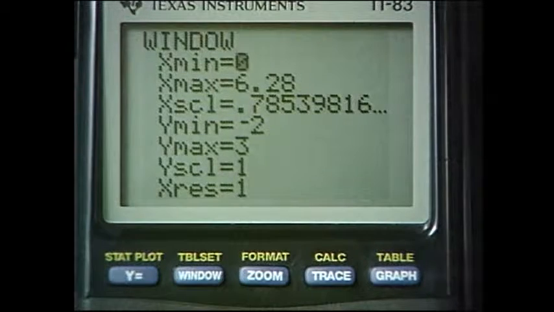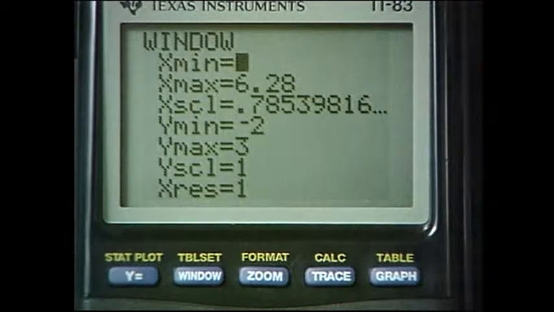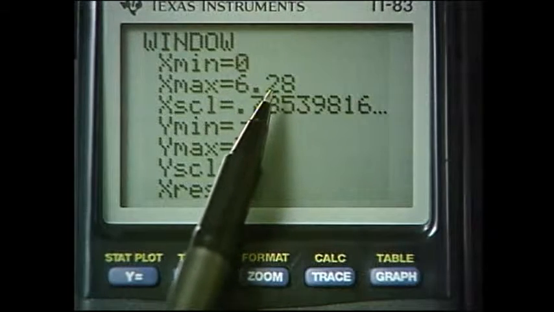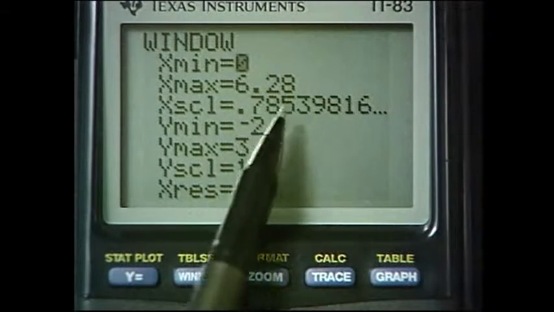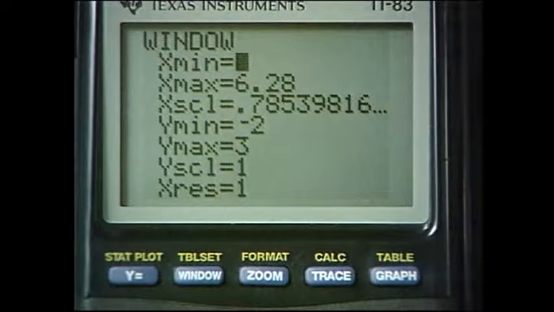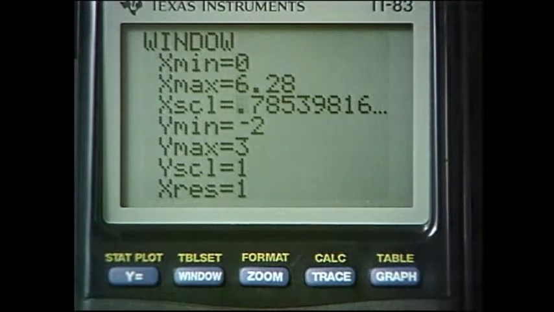Well, I've also created some rather interesting window settings. I have set the x minimum at 0. The x max is 6.28. This is 2 pi, roughly. And for the x scale, I have set this decimal. And the way I set this decimal was like this. I'll just go through it again here.